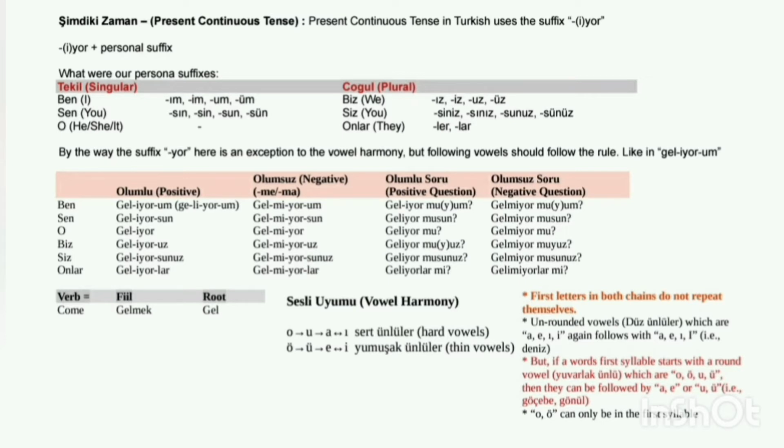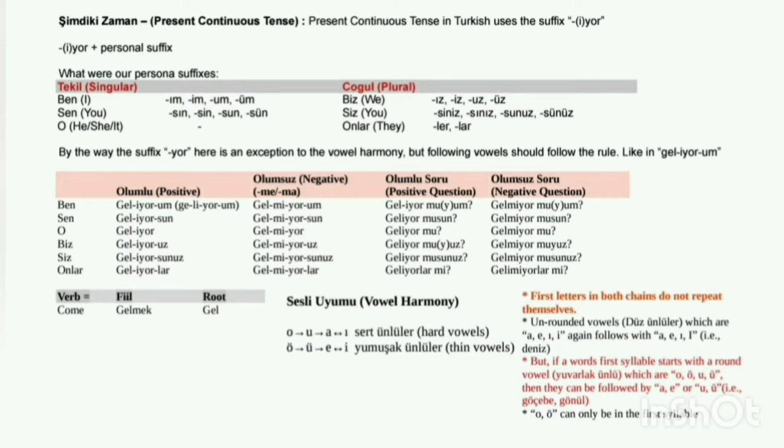Another rule. So if a word's first syllable starts with a round vowel, we call them yuvarlak ünlü, which are o, ö, u, ü, they can be followed by a, e or u, ü. I have given two examples. Göçebe, gönül. As you can see in the first word, ö followed by e, and in the second one, ö followed by ü.